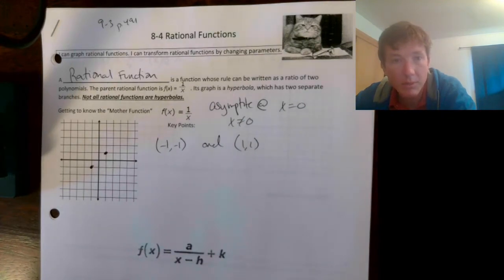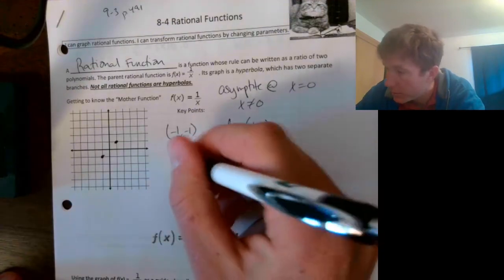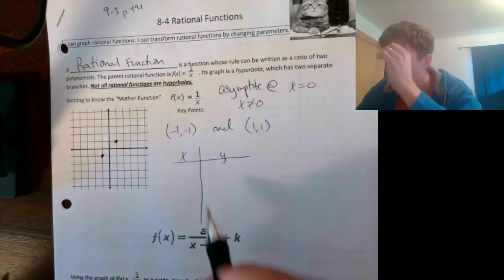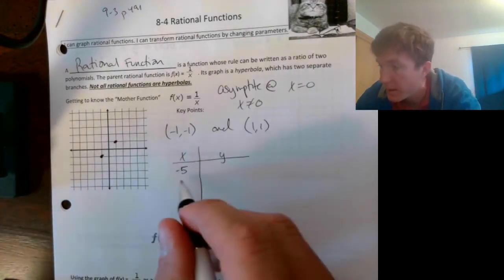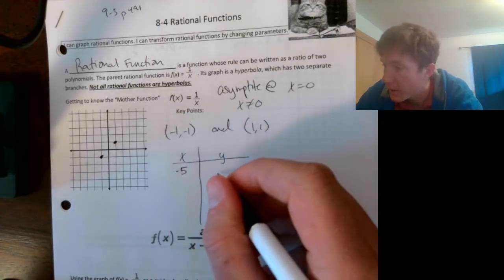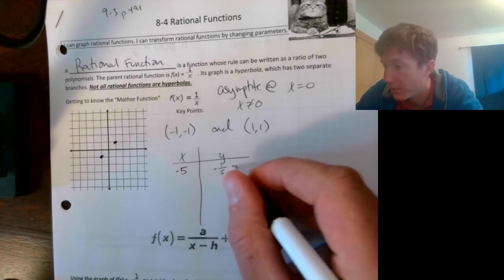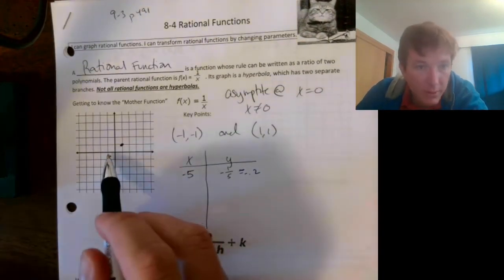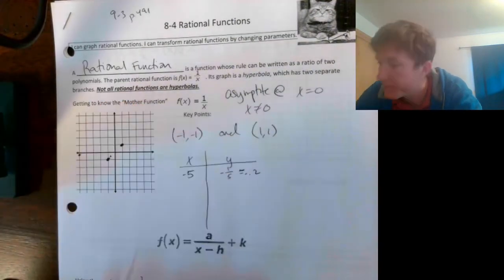Okay, so let's examine what happens here. For very large values, I'm going to make a table. I'm going to say x equals negative 5. If x is negative 5, 1 over negative 5 is equal to negative 0.2. So let me go ahead and graph that on the graph here. 1, 2, 3, 4, 5. Right there.